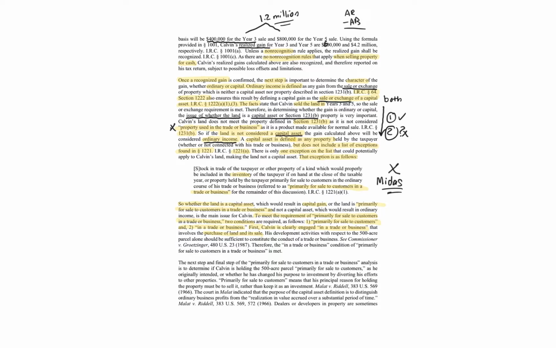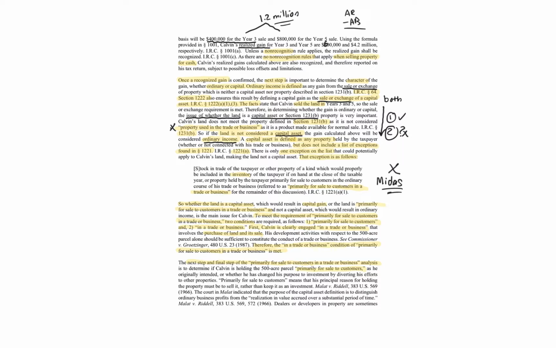So we've only got one part left. And that other part, which is what the rest of this memo is going to focus on, deals with the condition of primarily for sale to customers. The next and final step: if we prove primarily for sale to customers, that portion, then the exception applies and it's going to be treated as ordinary gain. But if we fail this primarily for sale to customers, then the exception is not going to apply and it's going to be capital, okay? So we're going to be focusing on this primarily for sale to customers aspect, okay?